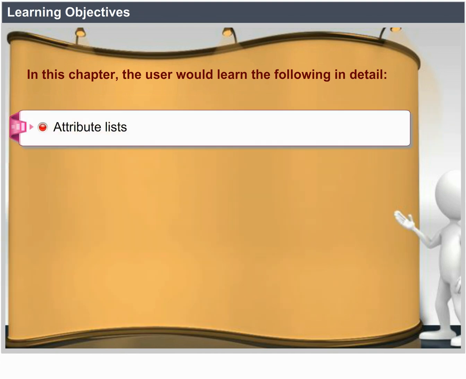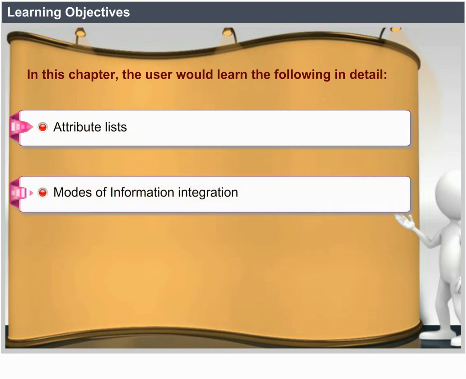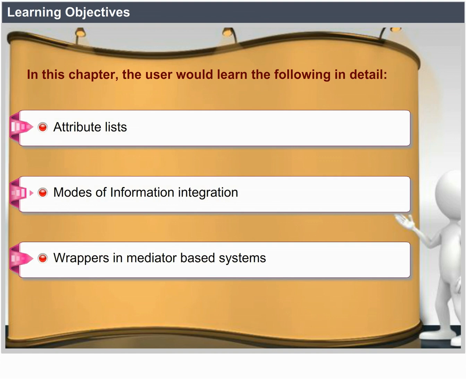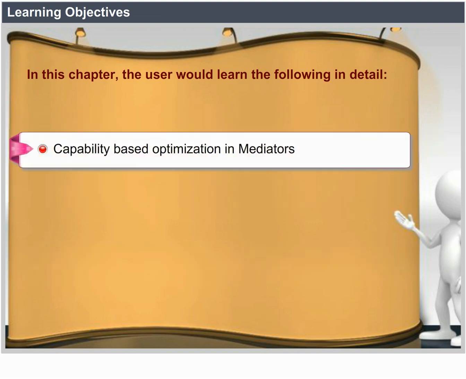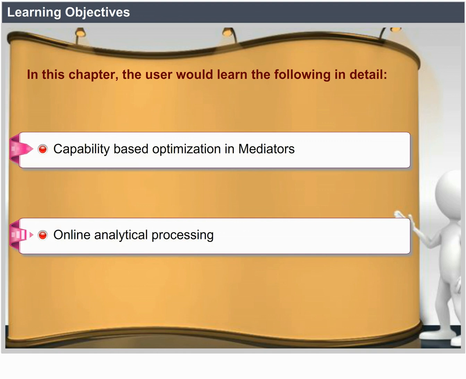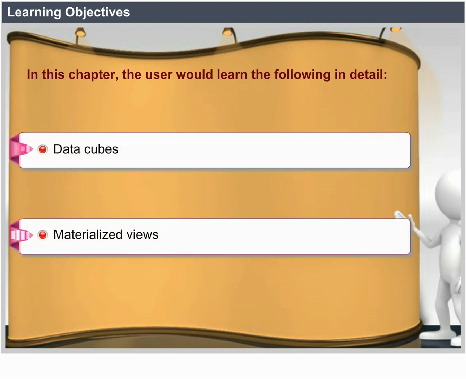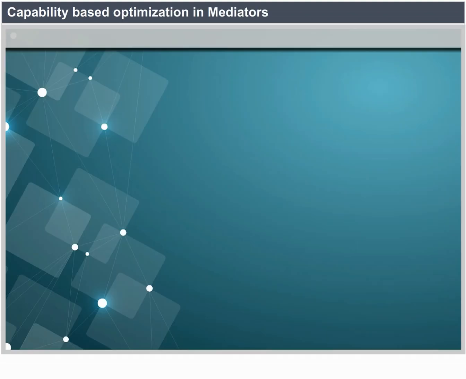Attribute list. Modes of information integration. Wrappers in mediator based systems. Capability based optimization in mediators. Online analytical processing. Data cubes. Materialized views. Capability based optimization in mediators.